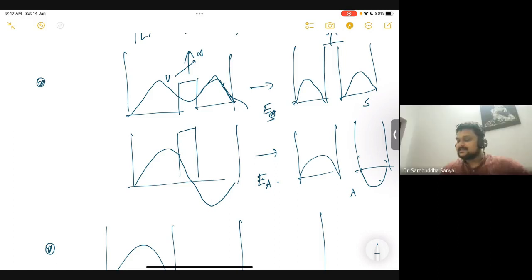So you will find the system in a state which is not an eigenstate of the Hamiltonian, a symmetry broken state. That is the meaning of that.